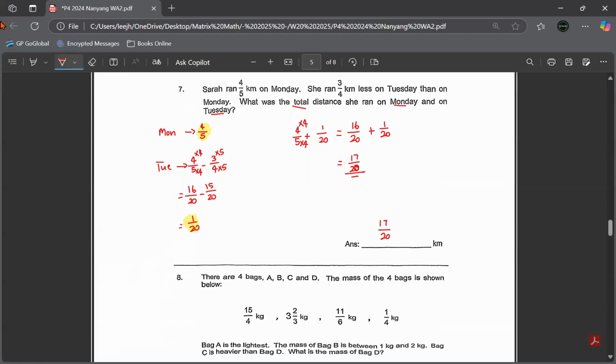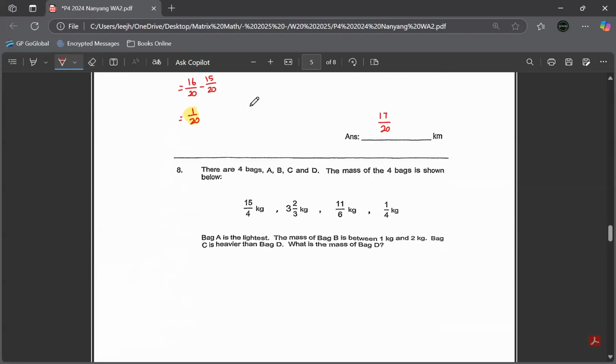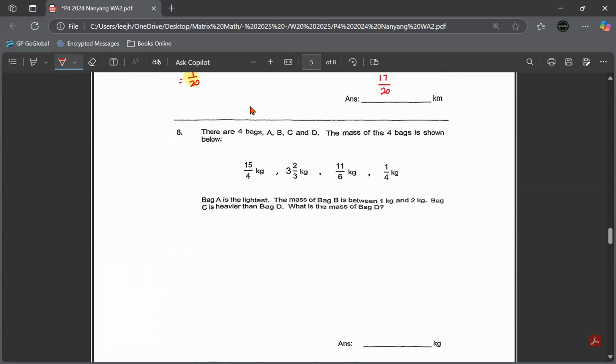Question 8. Okay, there are 4 bags: A, B, C, D. The mass of the 4 bags is shown below: 15 over 4 kg, 3 and 2/3 kg, 11 over 6 kg, and 1/4 kg. It says that bag A is the lightest. The mass of bag B is between 1 and 2 kg. Bag C is heavier than bag D. What is the mass of bag D?